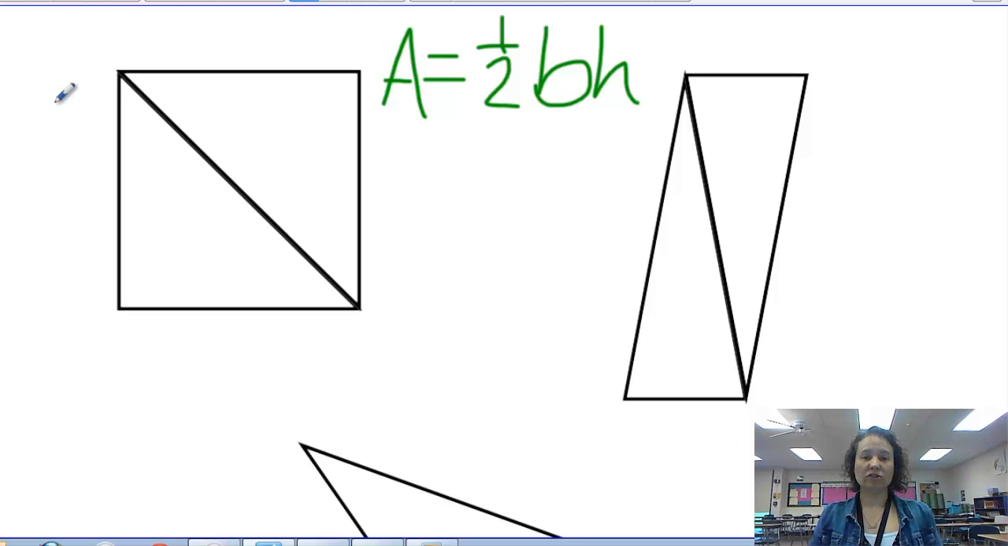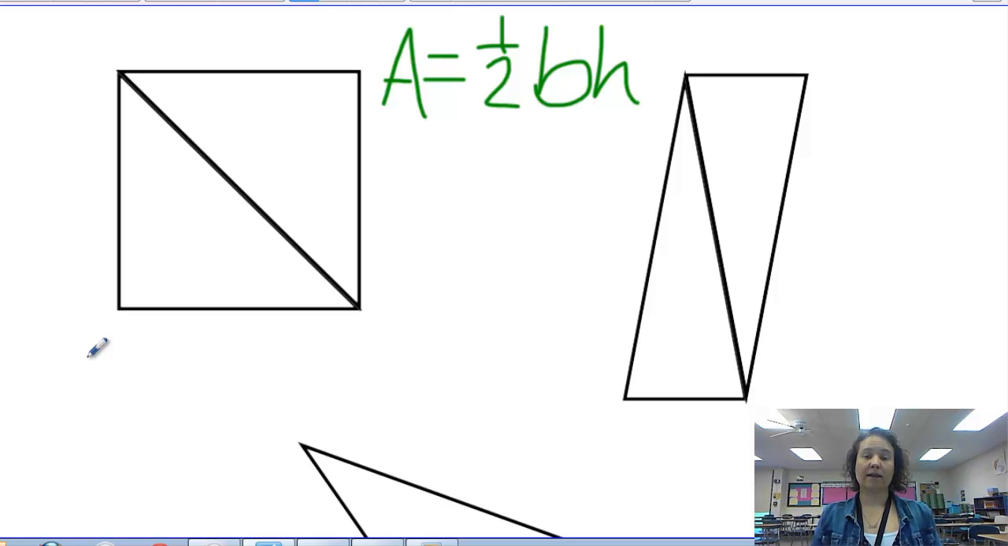Again, be careful with a triangle. When you're measuring base and height, the base needs to be one of the sides. So this is probably important information to write in your notes, just like it was for a parallelogram. The base can be any one of the sides of the triangle, just like we said for the parallelogram.